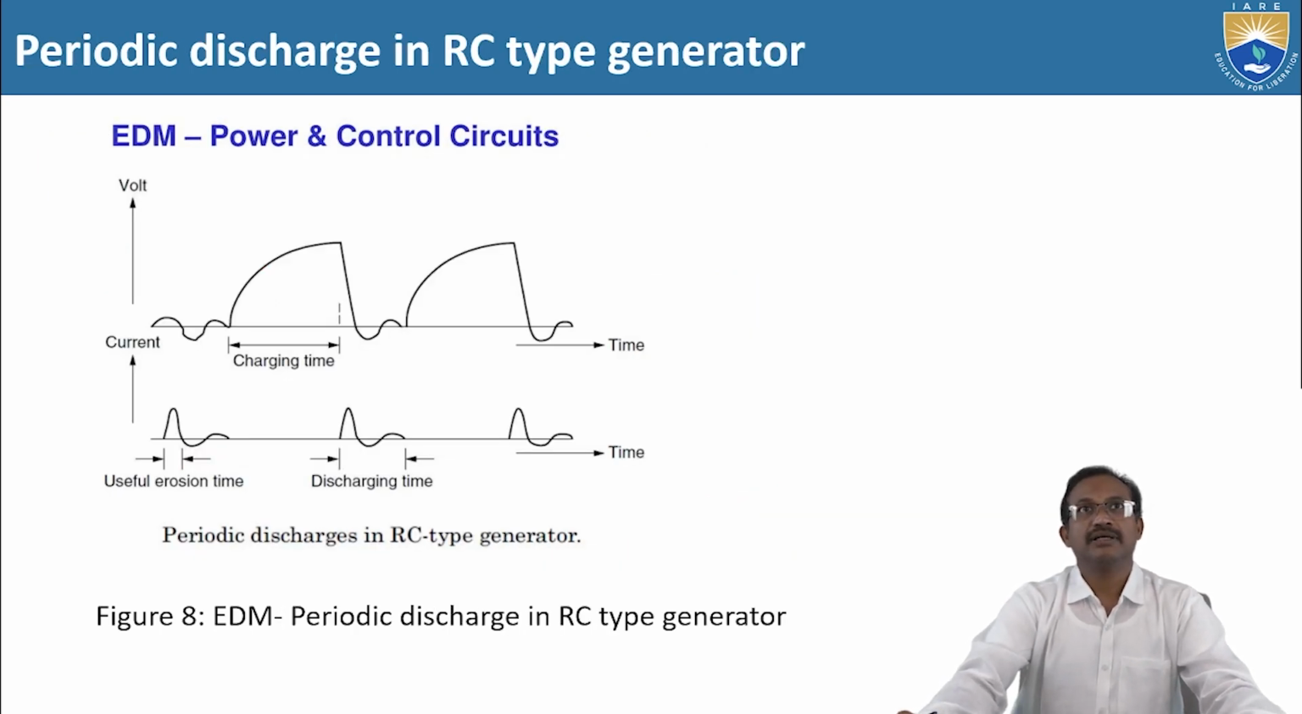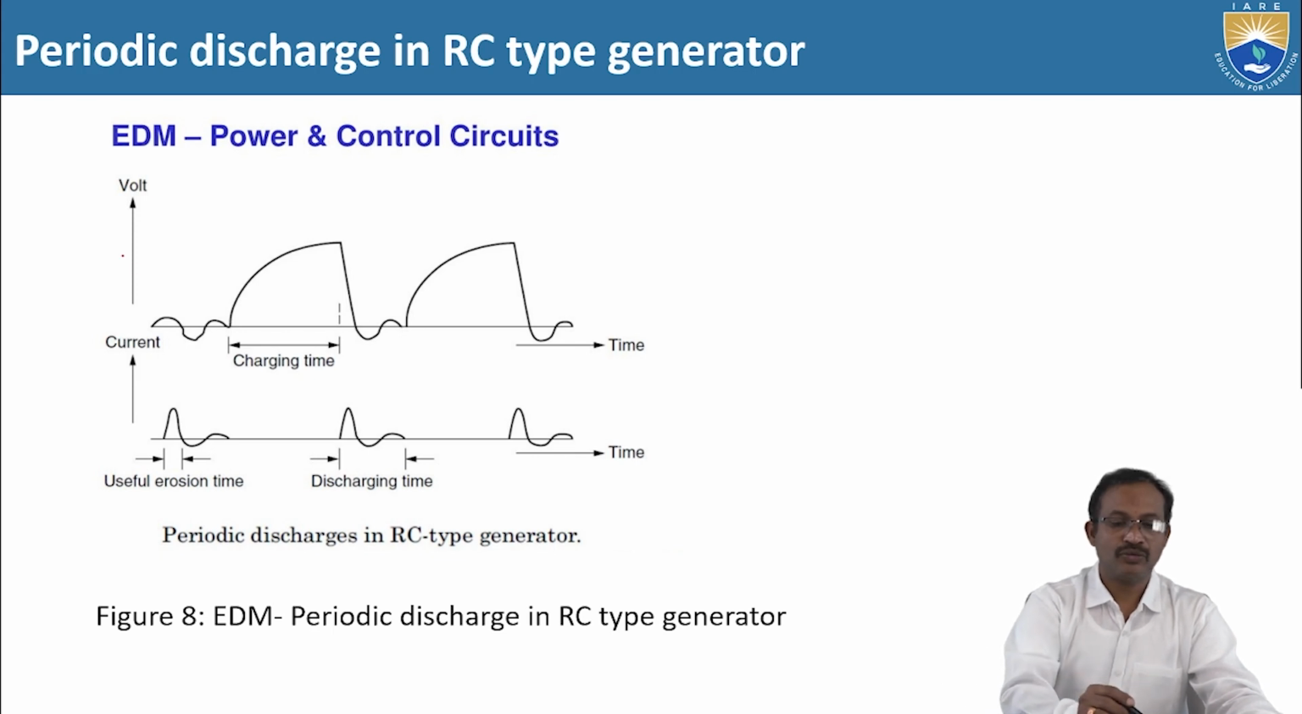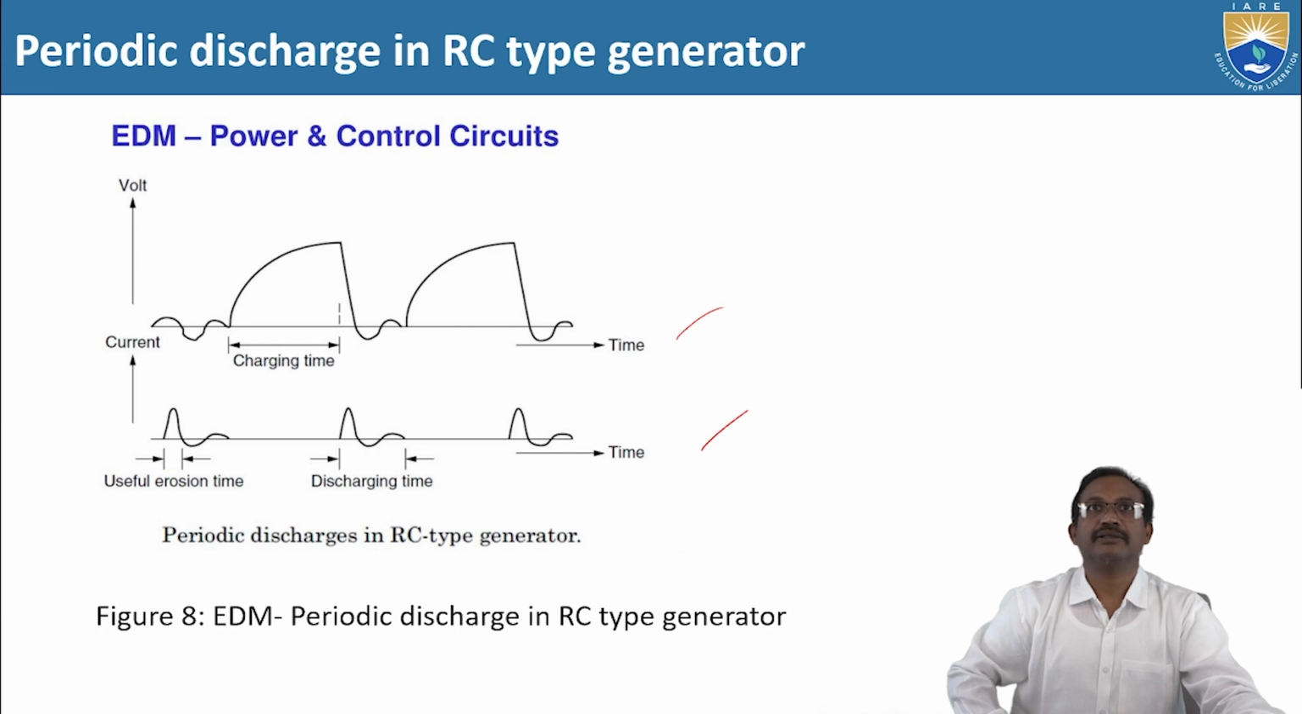Right. Periodic discharge in RC type generator. So here this is voltage, this is current. So this is periodic discharge in RC type generator. Okay, right.